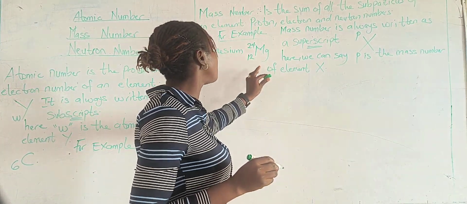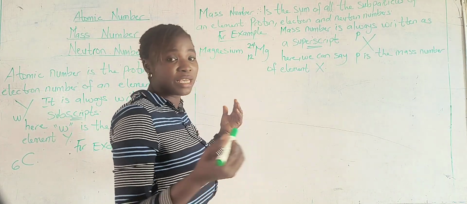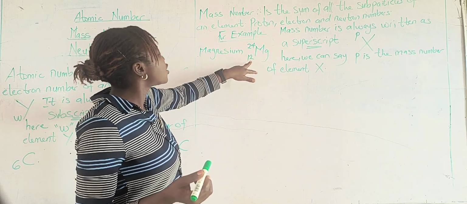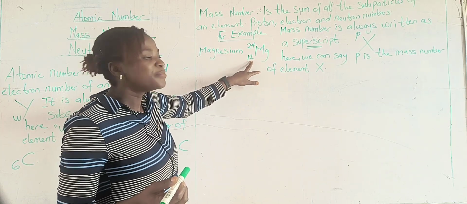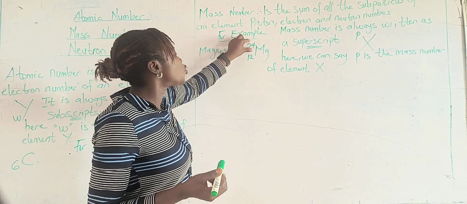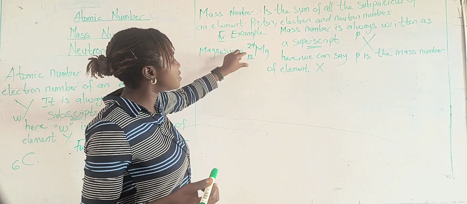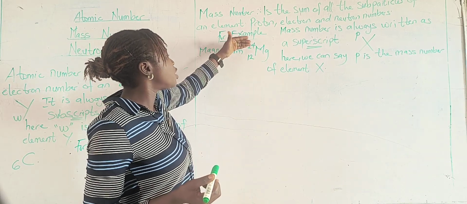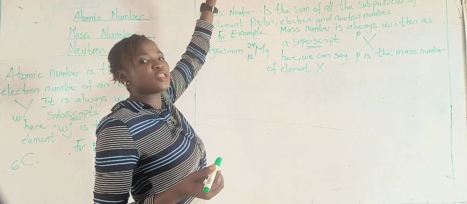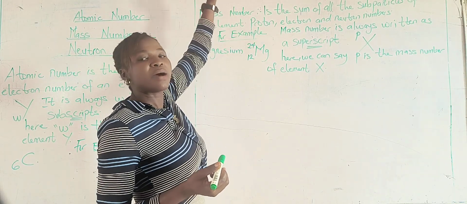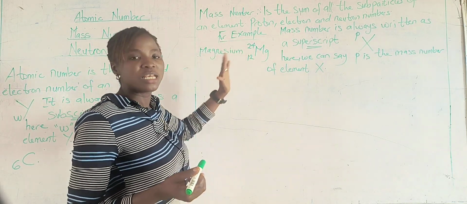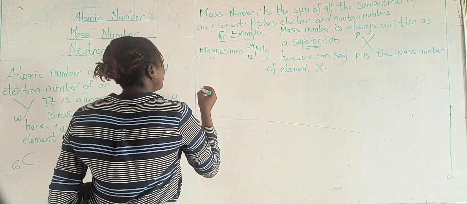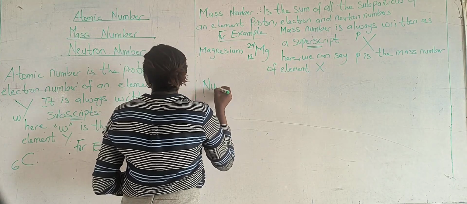So now you're given this. They gave you magnesium, and you'll be able to tell me: magnesium has the atomic number of 12 and the mass number of 24. Because you can see the 12 is a subscript, written down, while 24 is a superscript, written on top. So that is the mass number, while the atomic number is down. So let's move to the neutron number. What is neutron number?